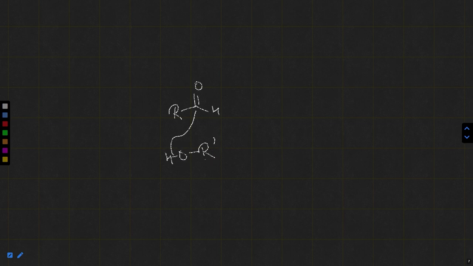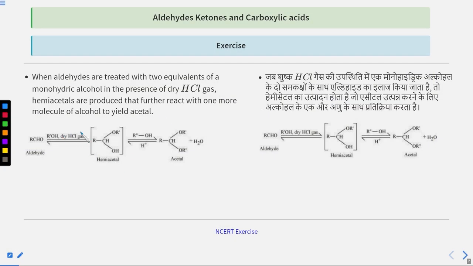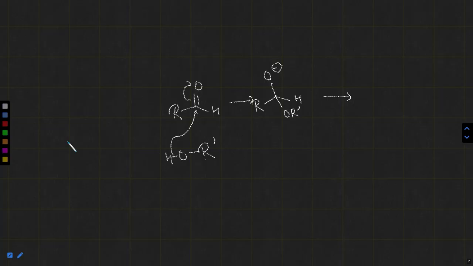So this will attack here. This bond will move on the upside. O with a negative sign, OR dash and H. Now further, we have introduced HCl also. You can see dry HCl gas is passed. This will just protonate this, or else you can use the H of ROH also. So it will be protonated in this way.